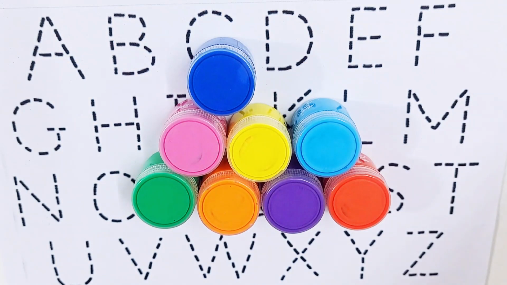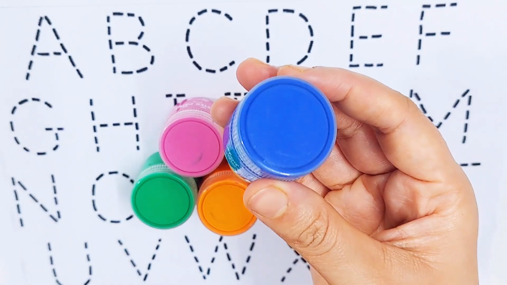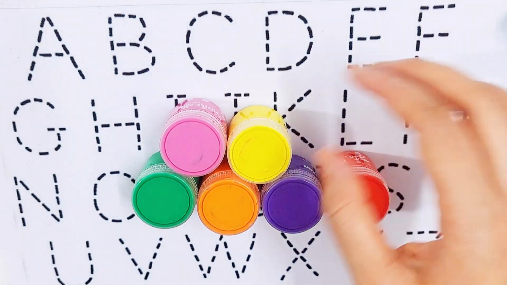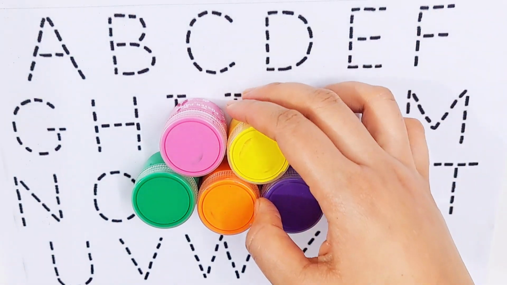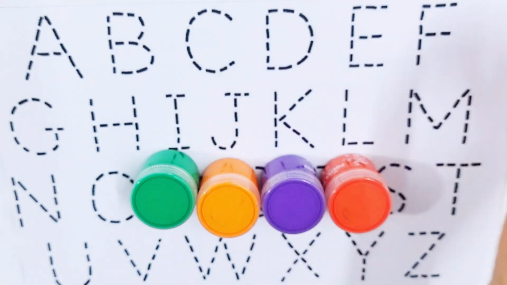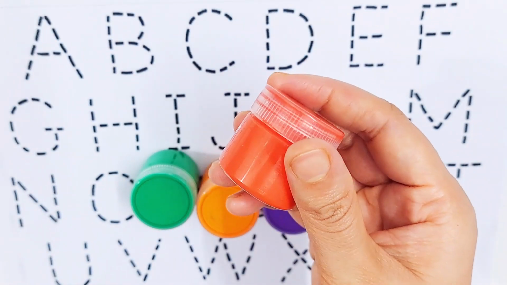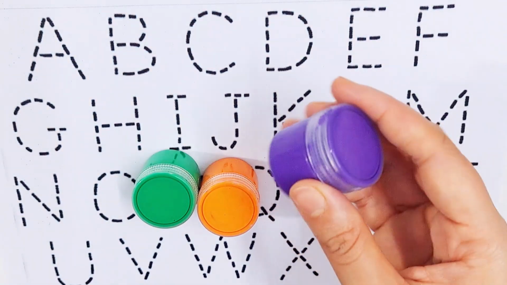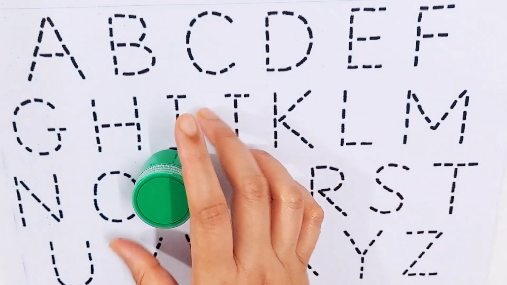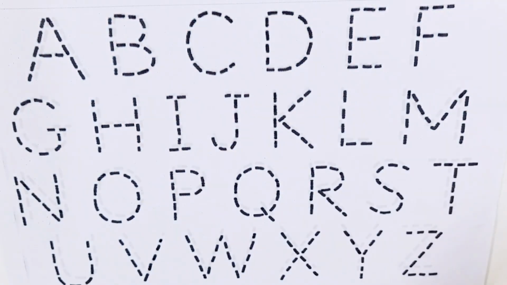Let's learn some color names. Black color, dark blue color, sky blue color, yellow color, pink color, red color, violet color, orange color, green color.